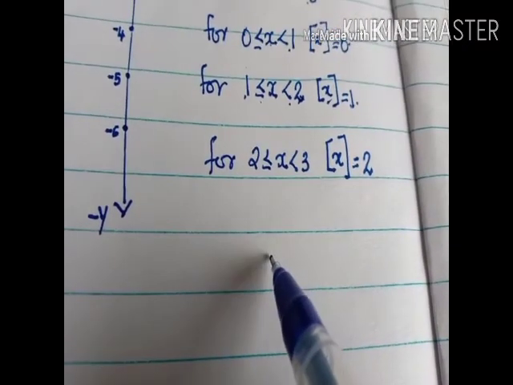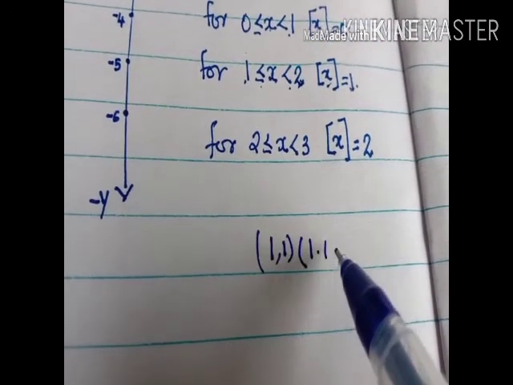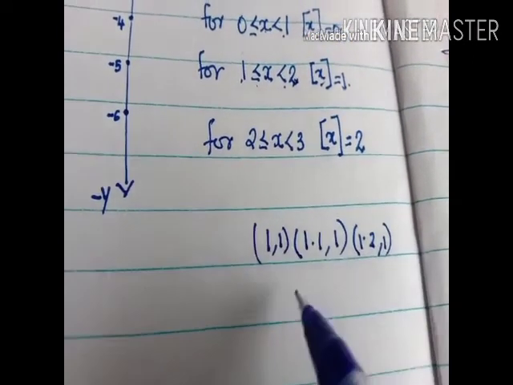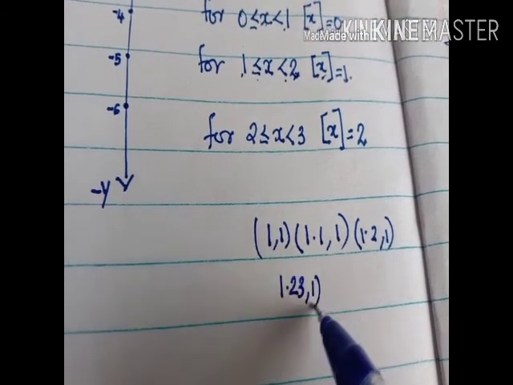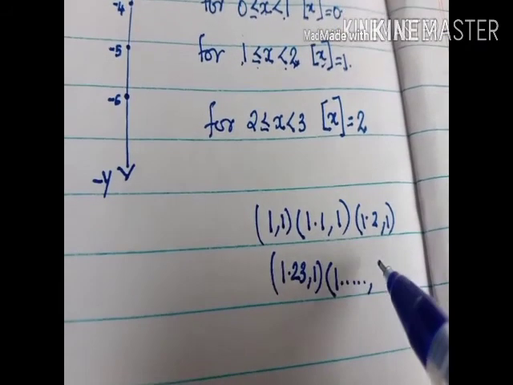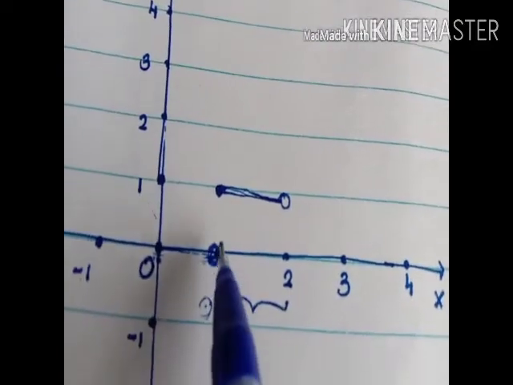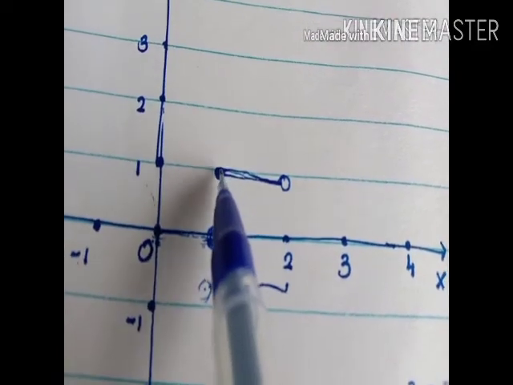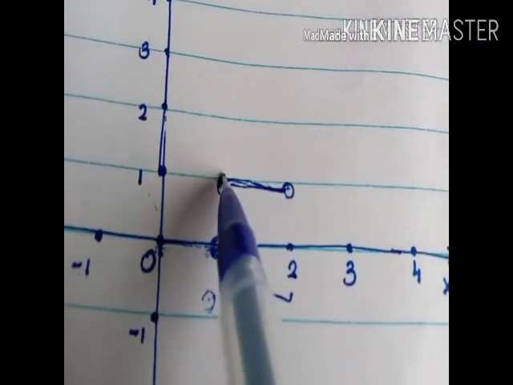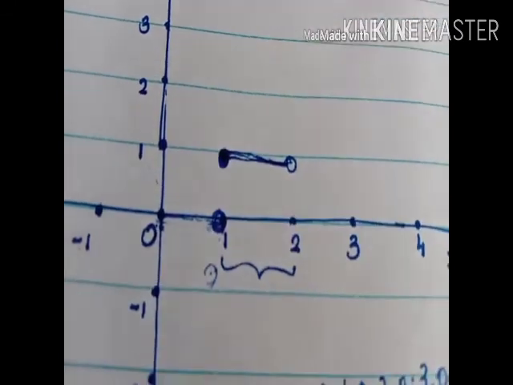For example, if we take x equal to 1, then y is 1. If we take x equal to 1.1, the y value is 1. 1.2, the y value is 1. 1.23, the y value is 1. For all 1 point something values of x, the y value is constant, equal to 1. So this is the graph, and the darkened point indicates including 1 and excluding 2.